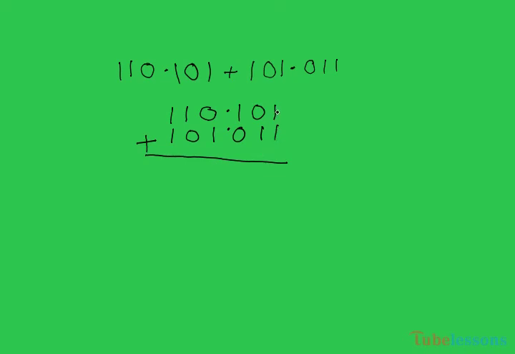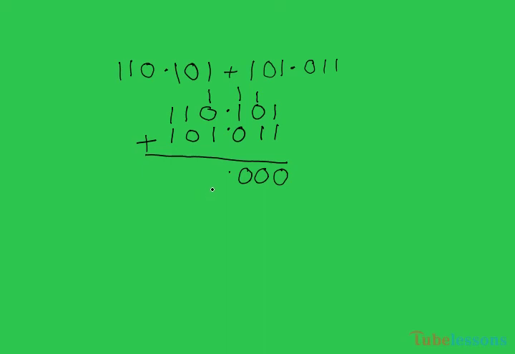1 plus 1 is 2. Decimal 2 is equivalent to binary 10. So here will be 0 and 1 will be carried forward. Again 1 plus 1 equal to 2. 2 means 10. Here will be 0 and 1 will be carried forward. Again 1 plus 1 equal to 2. 2 means 10. So here will be 0 and 1 will be carried forward. Now bring down a copy of the point. Put the point in the same column.